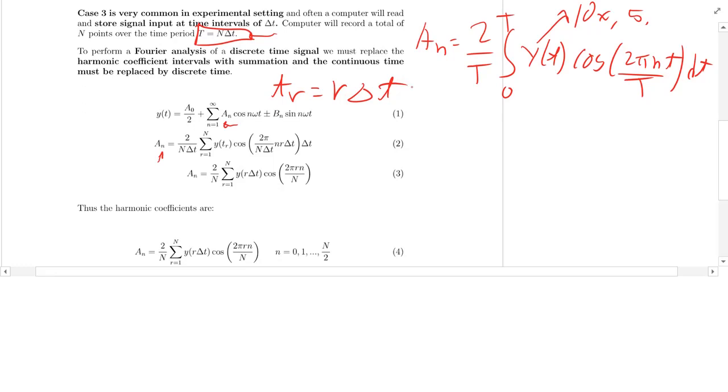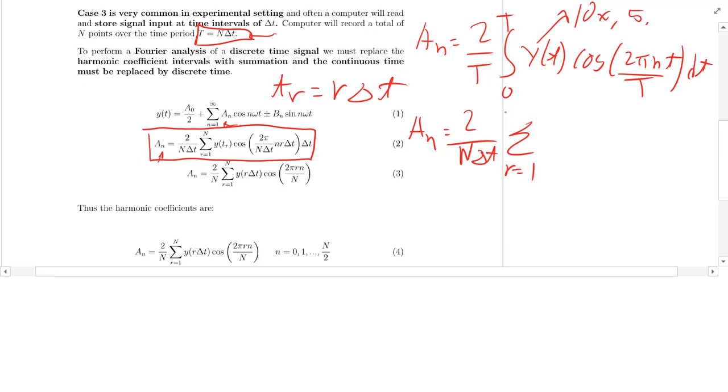We are just going to substitute that back in, and that's all this equation does. So let's rewrite it and see if we get this exact expression. Rewriting this term, getting rid of those integrals and substituting summations: a sub n, I'm going to replace T with N delta t. I'm going to sum from r equals 1 to N, and replace t with t of r, because we're going to grab discrete y values at given intervals r.